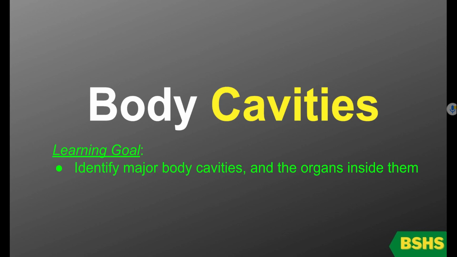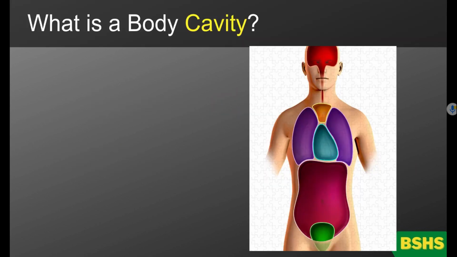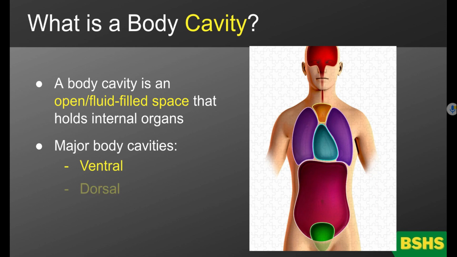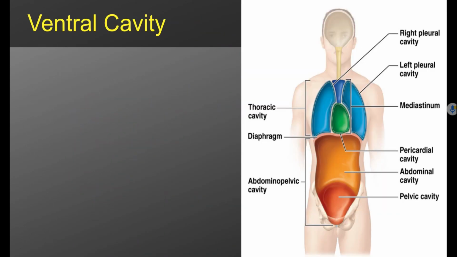Today I'm going to talk about body cavities. The goal of this video is to identify the major cavities and the organs inside them. First, let's talk about what a body cavity is. A body cavity is an open space filled with fluid that holds internal organs. And there are two major body cavities, the ventral cavity and the dorsal cavity.